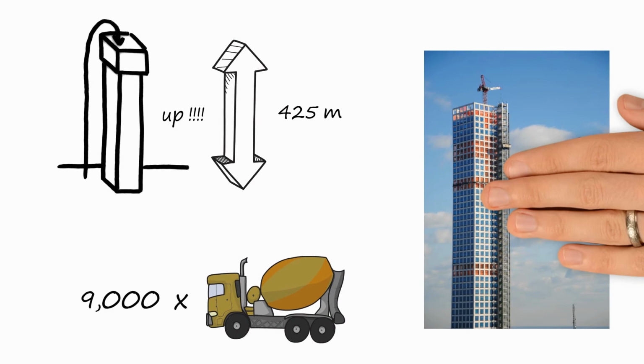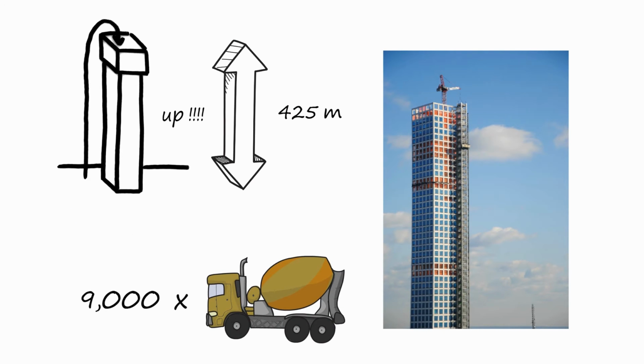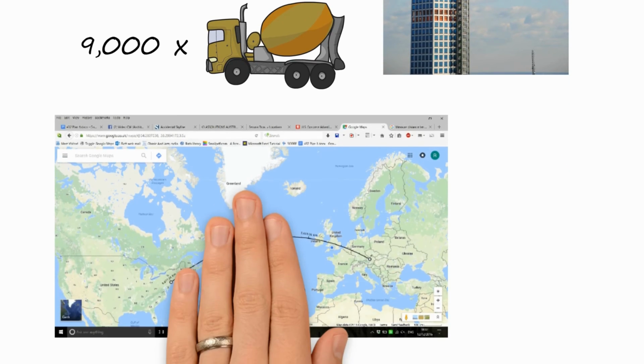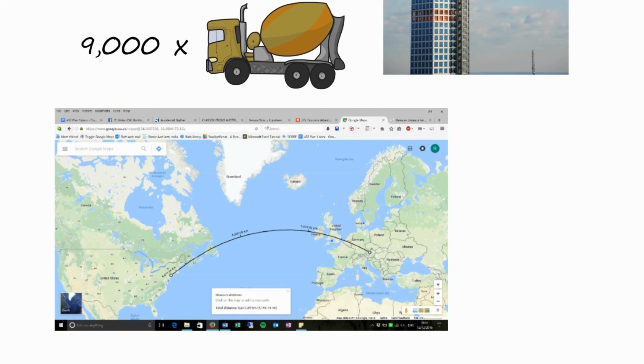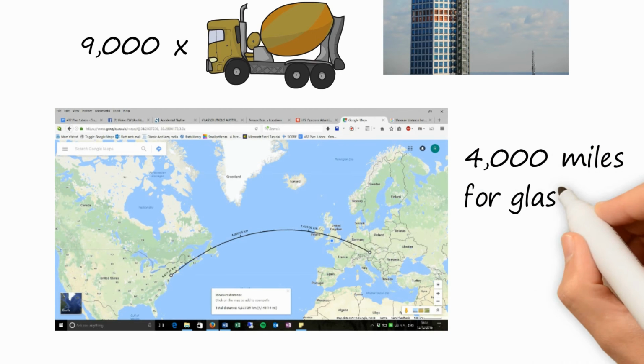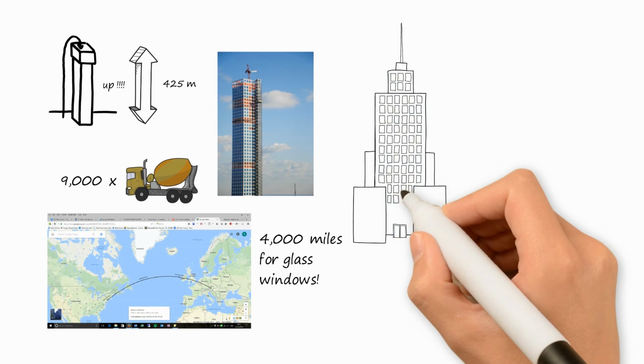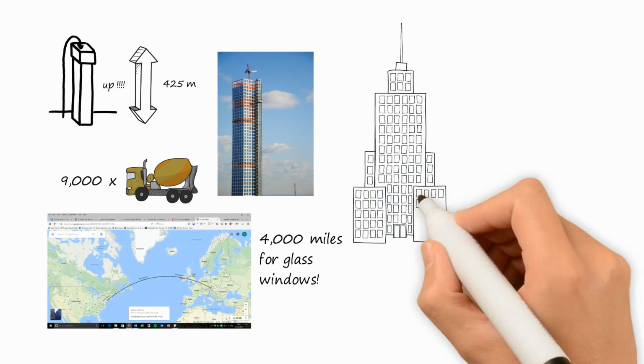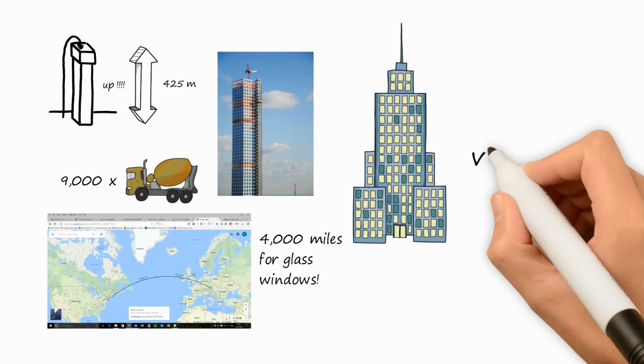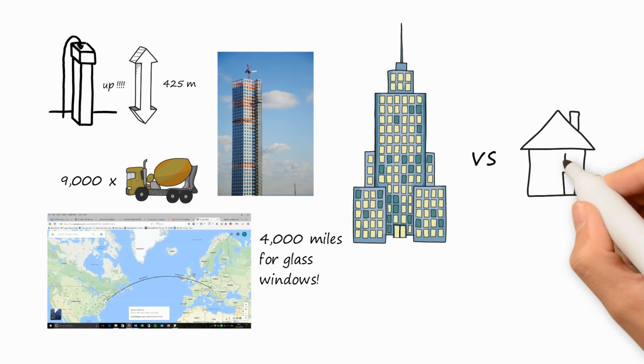Furthermore, in order to get such large, high-performing windows, a manufacturer in Austria was chosen. Over 4,000 miles is a huge distance to transport one of the main components of the building. 432 Park Avenue will never be more sustainable than ground-level buildings due to the height. The energy involved in moving people, water and other services vertically is simply enormous.